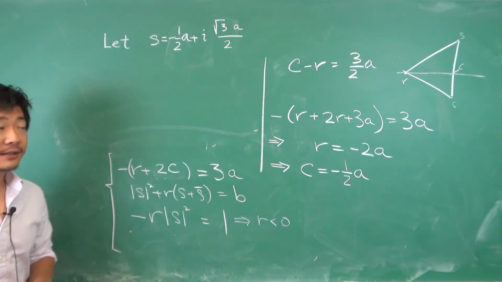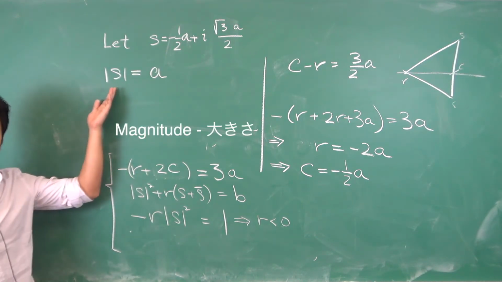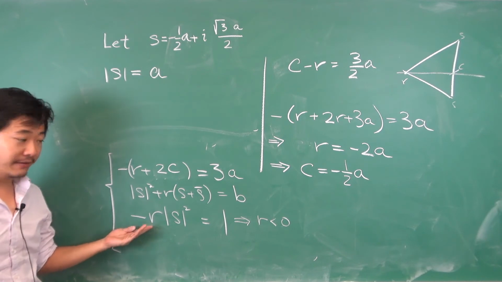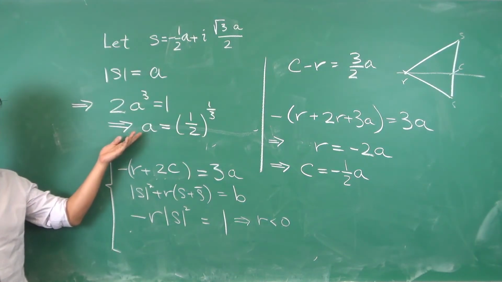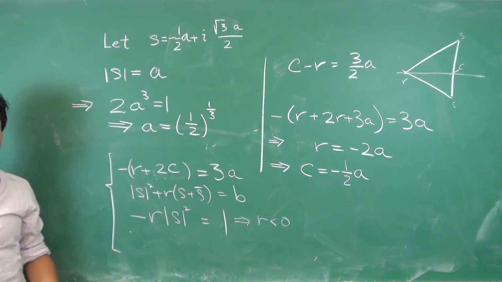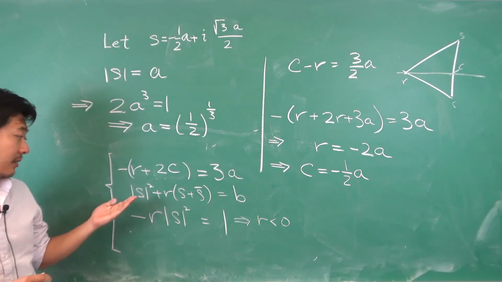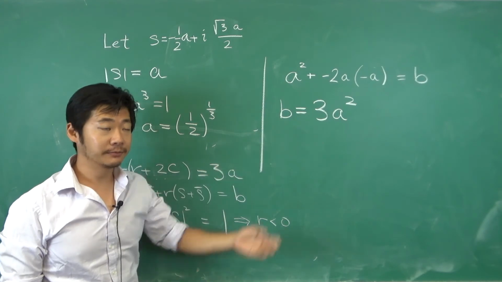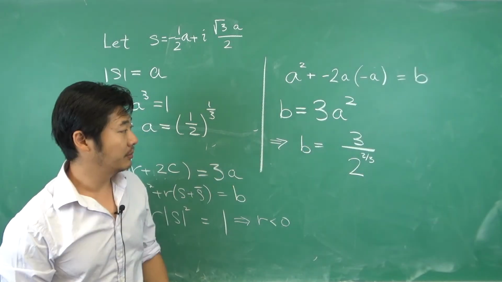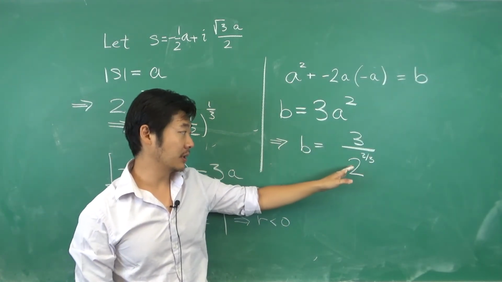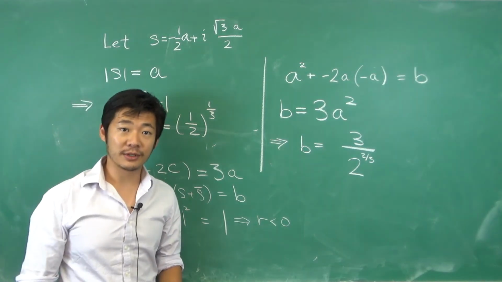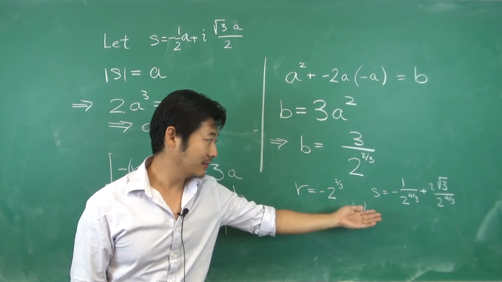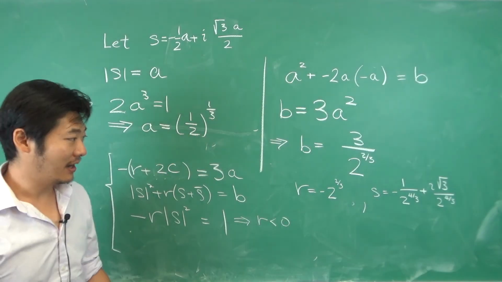So now this tells us that the magnitude of s is a. So using this equation, we have that a is (1/2)^(1/3). And finally, we can plug it into here so that b is 3a squared, so that b is 3 over 2^(2/3), and our three roots are r is negative 2^(2/3), and s, well, is this complex number, and s bar is the other root.